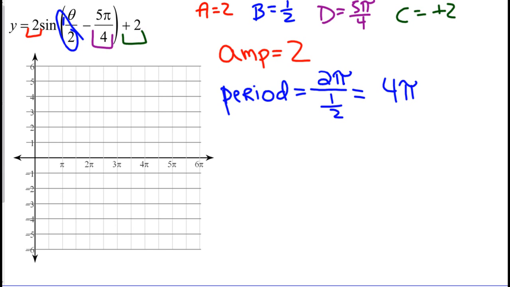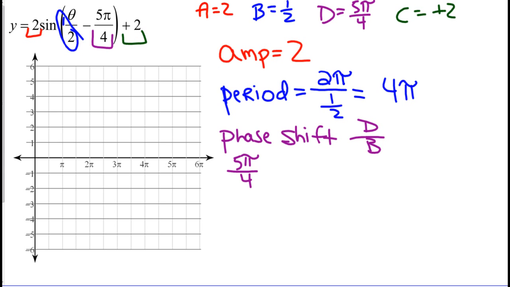All right, so now this is not the one that you're going to like, but the phase shift or the horizontal shift. Remember, your phase shift is always going to be the d value divided by the b value. Okay, so I'm going to take 5 pi over 4 divided by 1/2. And that is 5 pi over 4 times 2 over 1. Okay, so then 2 over 4 reduces, and that is 5 pi over 2.